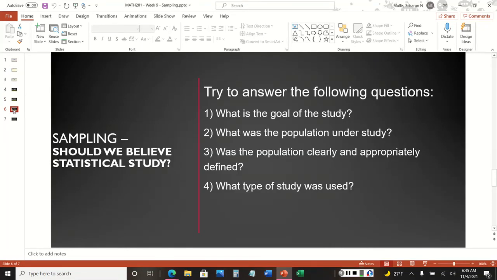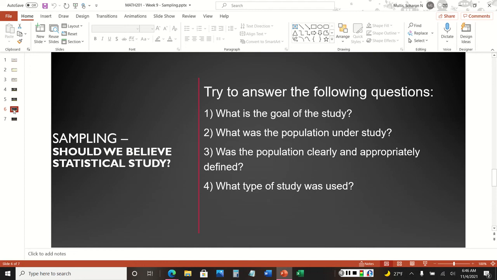Should we believe statistical studies? It can be real tricky to get an unbiased sample, but it's very important to have integrity with each study. Many people that do studies get it wrong, which is why you should be very alert and cautious when you hear certain studies, because they can be very biased. To find out whether you should believe the statistical study, you need to try to answer questions. What's the goal of the study?